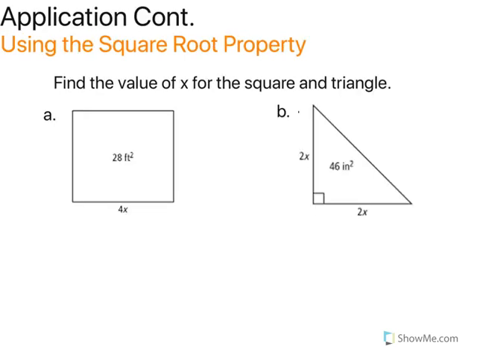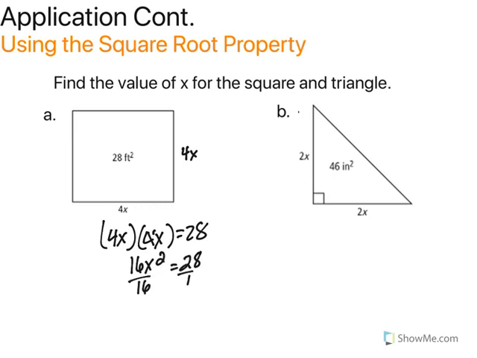When we look at these next two, we're going to find the value of x for the square and the triangle. So here we're going to start by doing 4x times 4x because we know that the area is 28. So here we'll have 4x times 4x is equal to 28, which is 16x squared is equal to 28. I can divide both sides by 16. This would give me x squared is equal to 28 over 16, which we could simplify to 7 over 4, and then take the square root of both sides.